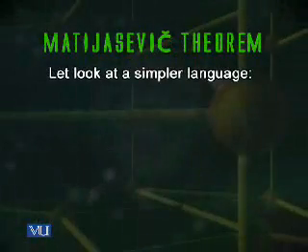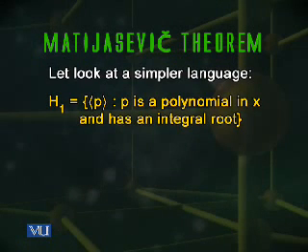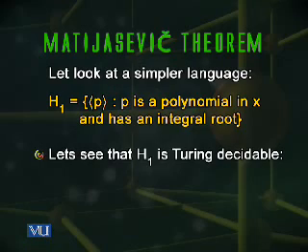Let us now look at a simpler problem. Let's define H1 to be the set of all polynomials in one variable which have integral roots. So formally, H1 is the encoding of all polynomials in one variable, say x, and those polynomials have integral roots. Let's see if H1 is Turing decidable, and if we can make a decider that accepts this language.